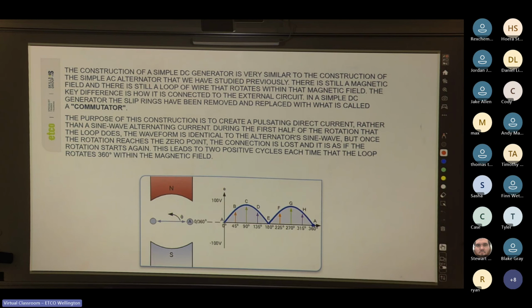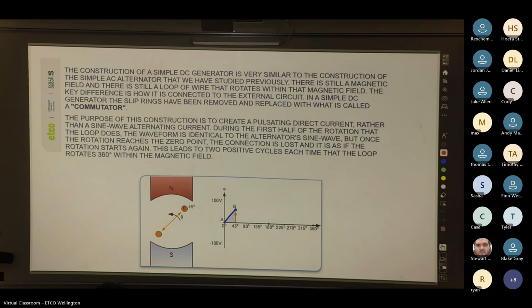During the first half of the rotation, the waveform is identical to the alternator sine wave. But once the rotation reaches the zero point, connection is lost, and it's as if the rotation starts again. This leads to two positive cycles each time the loop rotates 360 degrees within the magnetic field. So that's how a DC generator works.